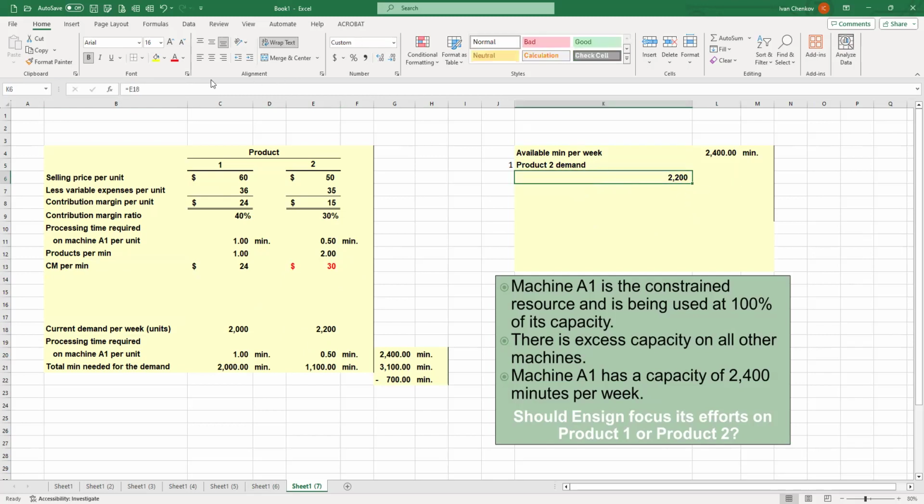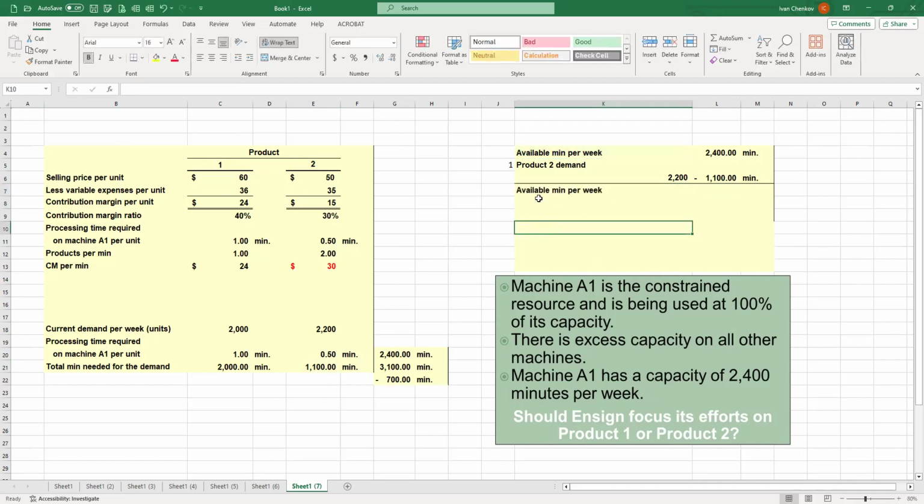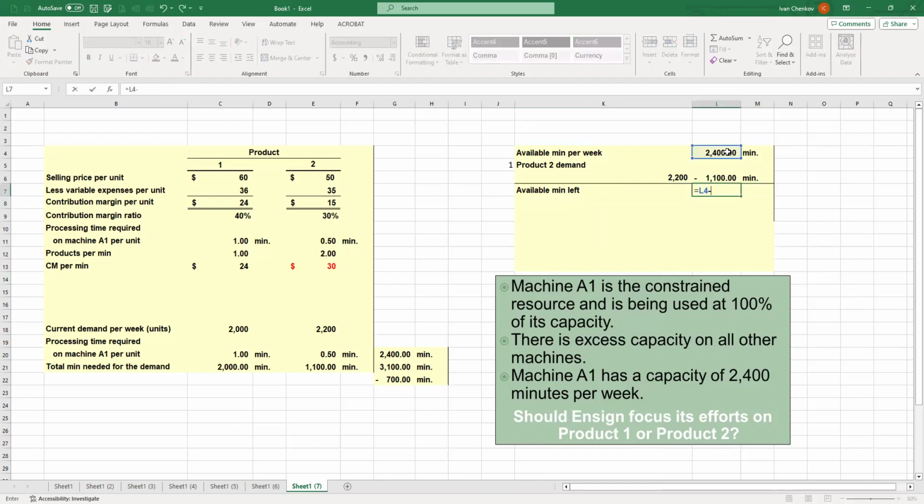In order to produce 2,200 units, how many minutes do I need? 1,100. So I need 1,100 minutes. Since I use 1,100 minutes after producing the product two demand, how many minutes do I have available? 1,300 available minutes here. 1,300, correct?